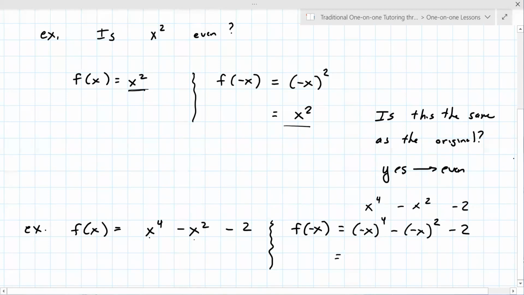So here, what is negative x to the fourth power? It's positive. It's like saying negative times a negative times a negative times a negative. So it's positive x to the fourth minus, and I'm bringing that one down. I'm not distributing it in. You can't do that. You have to deal with the exponent first. The negative becomes positive.